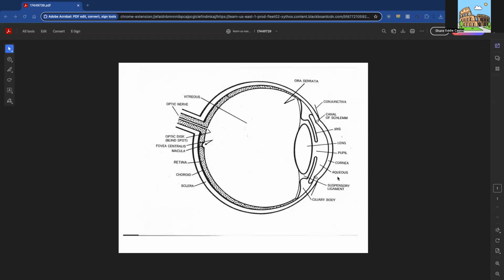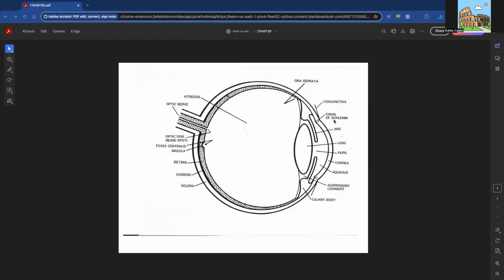The aqueous humor is the clear watery fluid found in the anterior chamber of the eye. This chamber is located between the cornea and the lens, and the aqueous humor helps provide nutrients to these structures and maintains eye pressure. The lens is situated behind the iris and in front of the vitreous humor. It's a transparent structure that focuses light onto the retina by changing its shape. It's held in place by suspensory ligaments.